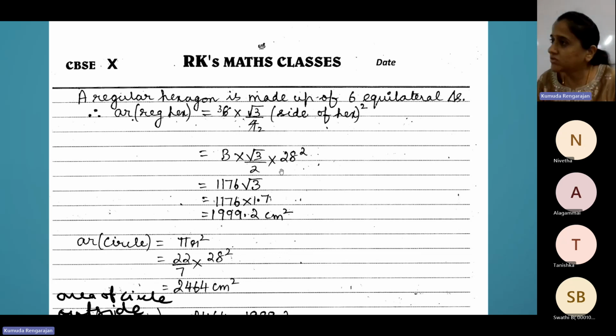Actually, side of hexagon was not given, only radius was given. Because a triangle is an equilateral triangle, the side of the hexagon is also 28. So you find area of the hexagon, area of circle, pi r square. You know the radius. So the required area is area of the circle minus area of the hexagon.